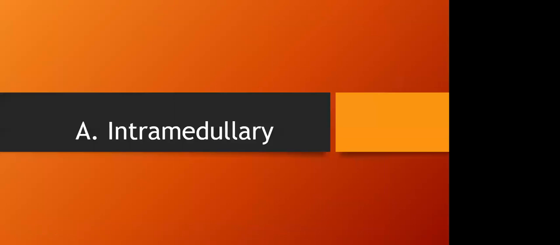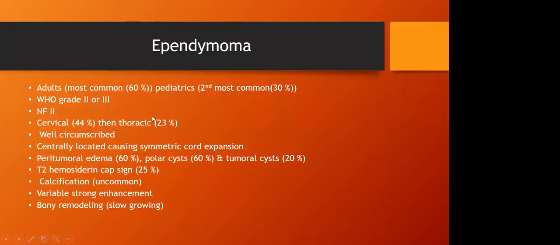The first type is the intramedullary, and the most common of them is the ependymoma, which is the most common intramedullary spinal cord tumor in adults, representing 60% of the intramedullary tumors in this age group, and the second most common type in pediatrics. It's usually WHO grade 2 or grade 3. It could be associated with neurofibromatosis type 2, especially if there are multiple ependymomas. The most common site is the cervical, followed by the thoracic region.